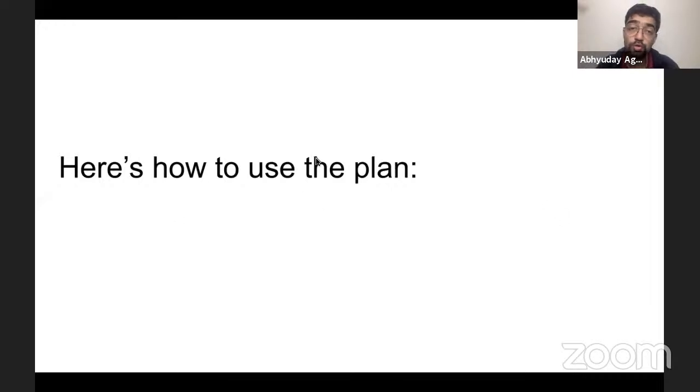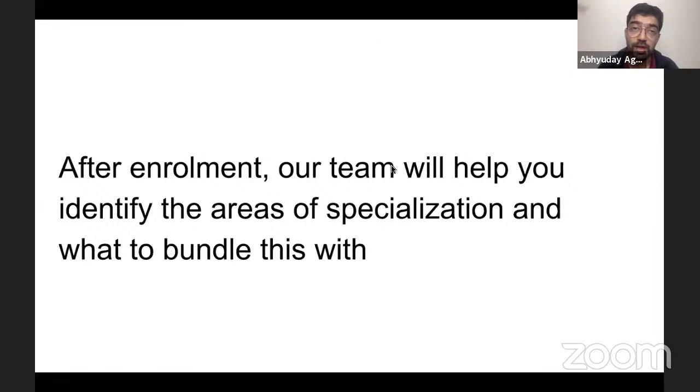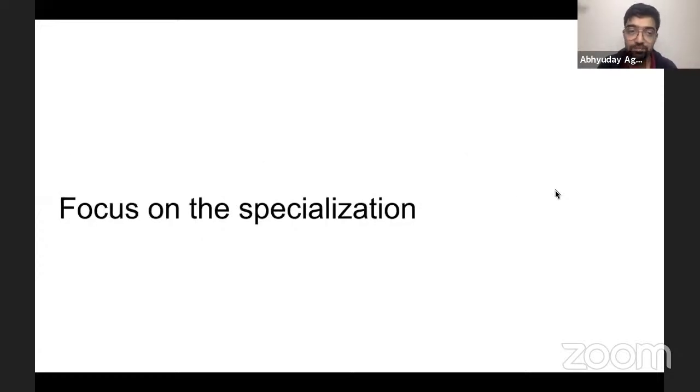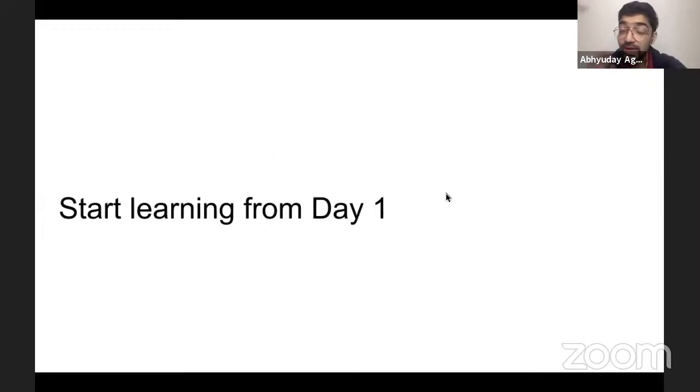Now, here's how to use the plan for those of you who are interested. After enrollment, our team will help you identify the areas of specialization and what to bundle this with. So how to use litigation library and Supreme Court litigation to your best advantage. Focus on the specialization, but you will have other courses in the litigation library too. You can attend as many classes as you want. All of them will be available for reference. You'll get a hard copy of Supreme Court litigation. The others you have all access online. You can submit exercises and assignments from other courses to get them evaluated, to get guidance. You have the opportunity to write and publish as many articles as you want for 1 year.